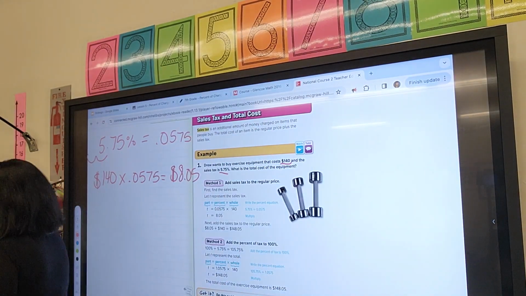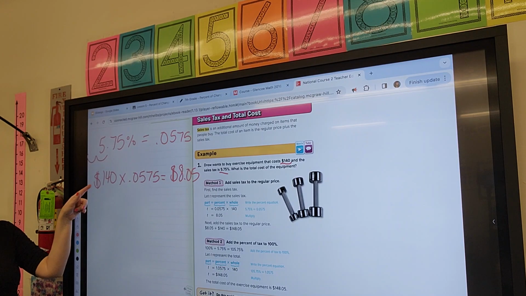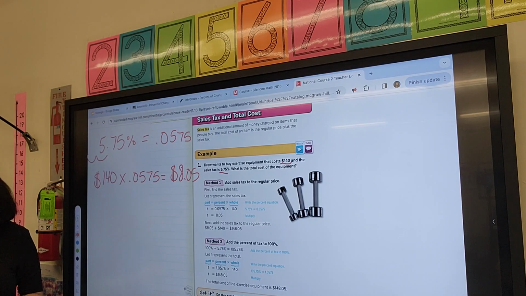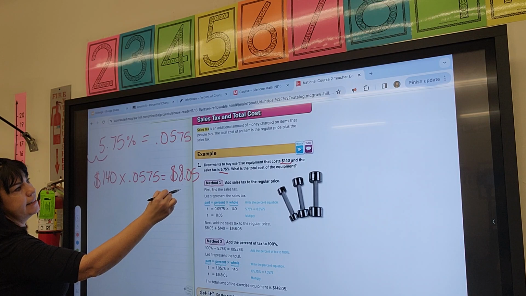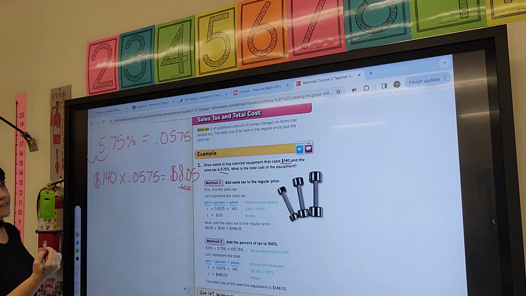Alright, so we did the first step. The first step was to change our percent to a decimal. Second step was to multiply that decimal by the cost of the item. And then the third step, which is the last step, this is our tax. We add the tax to the cost of the item.